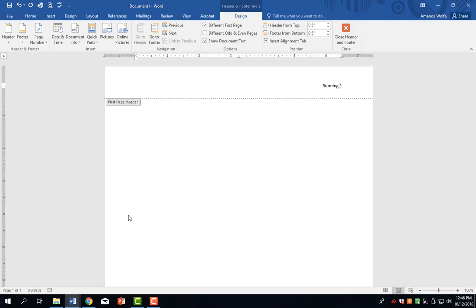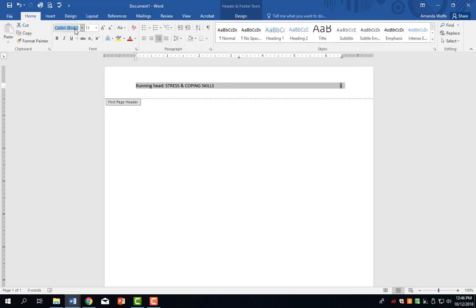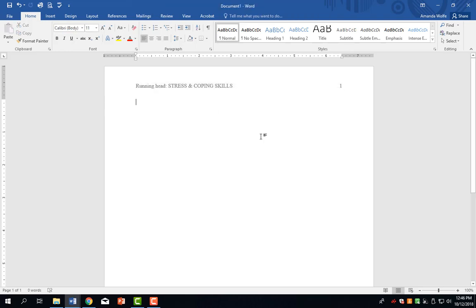We type running head and some kind of shortened title. And then we hit tab twice. I also have to remember to put all of this in the right font, of course, which is Times New Roman 12-point font. There's our running head.